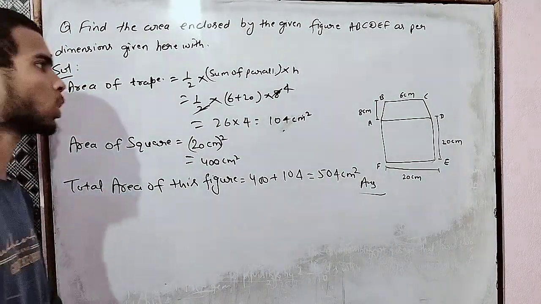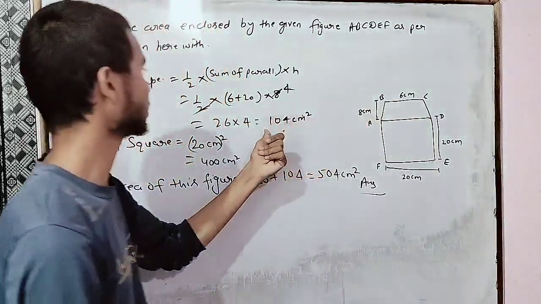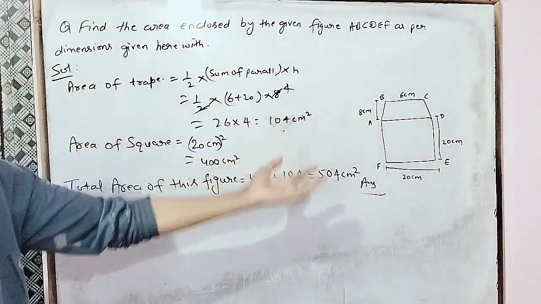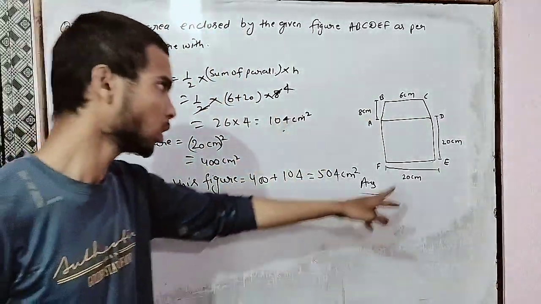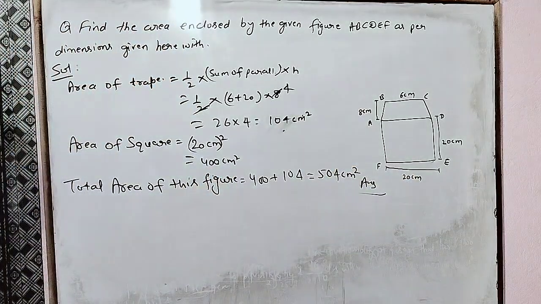If you want to know the area of only this figure, it is 104 centimeter square. And if you want to know the area of only this figure, it is 400 centimeter square.